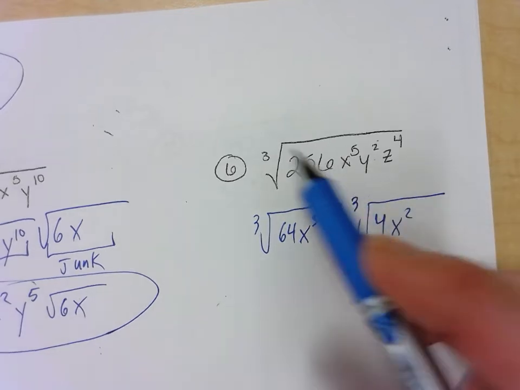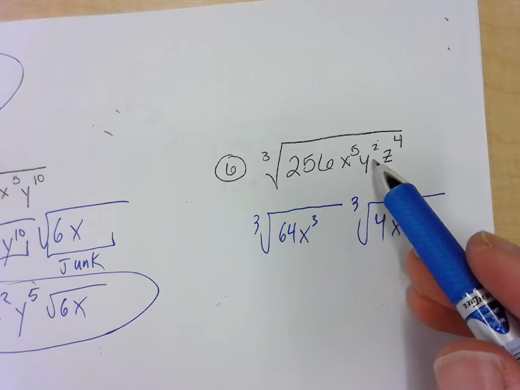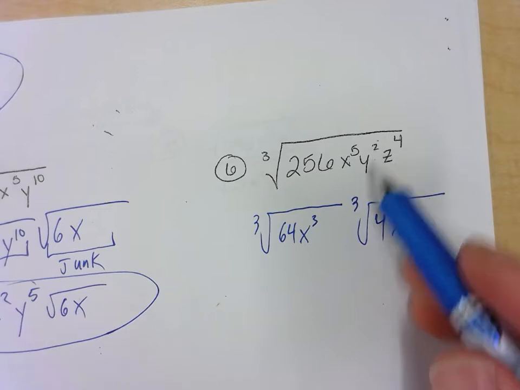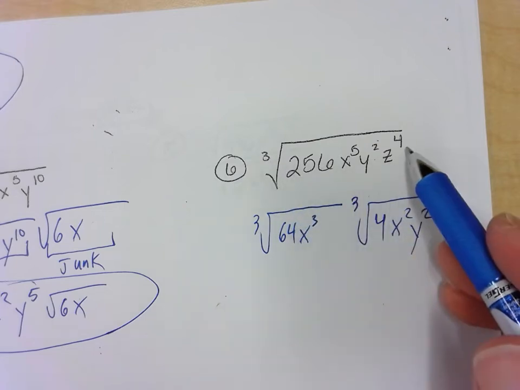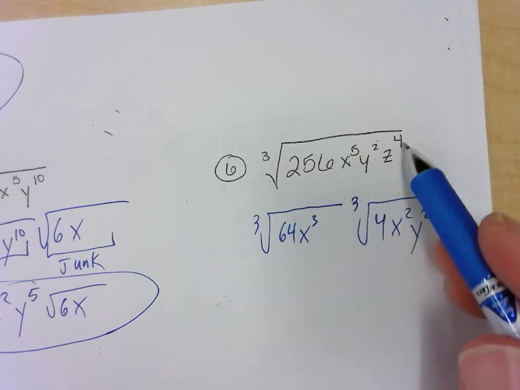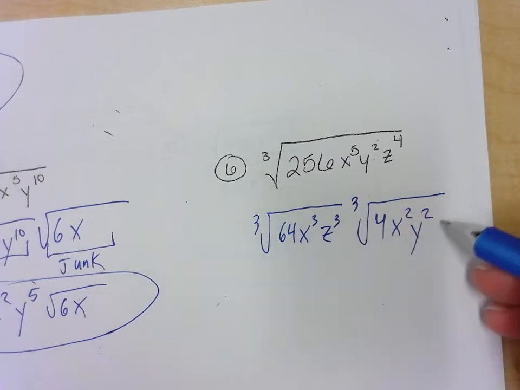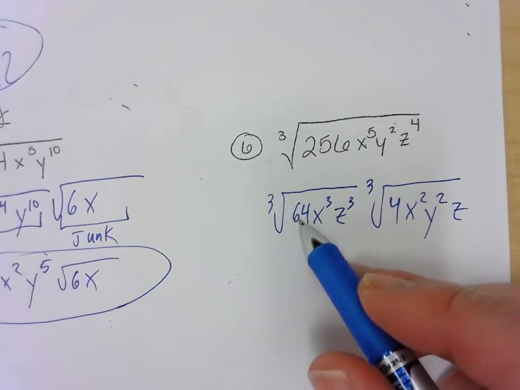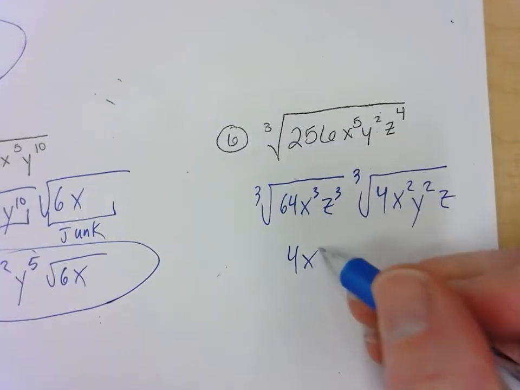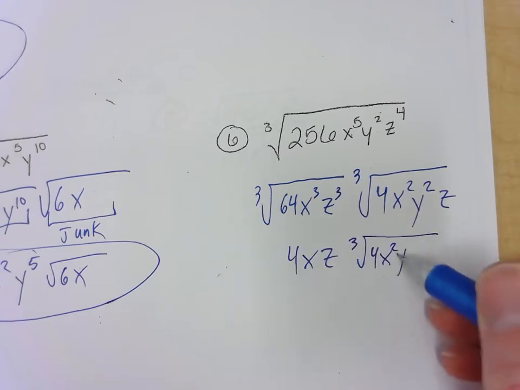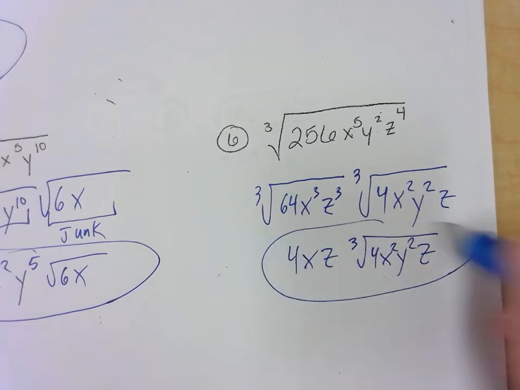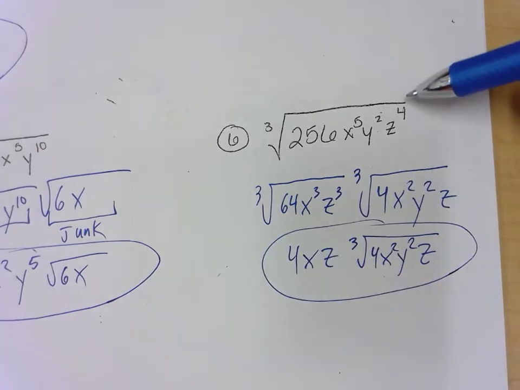This is y squared. Does 3 go into 2? No, and if I drop it, it does no good. So y squared is the junk in the back. Does 3 go into 4? No. 3 go into 3? Yes. Z cubed, z. So then the cube root of this is 4xz, and then junk: cube root 4x squared y squared z. And you might look at that and say, that's simplified compared to that. I'd rather deal with this than that, but yeah, that's the way it goes.